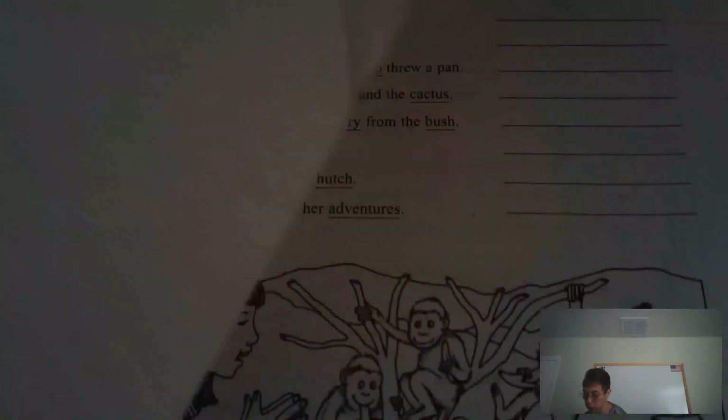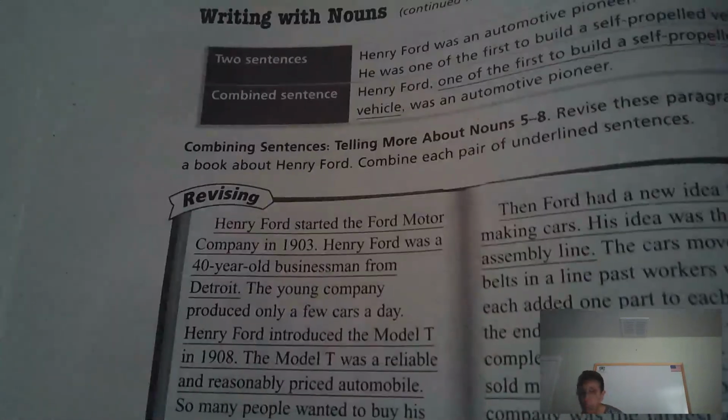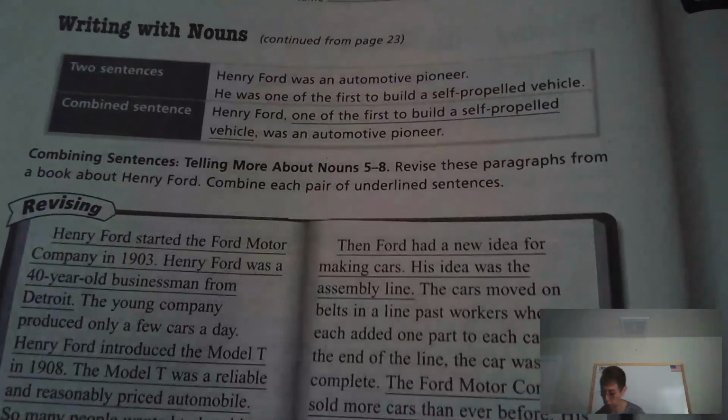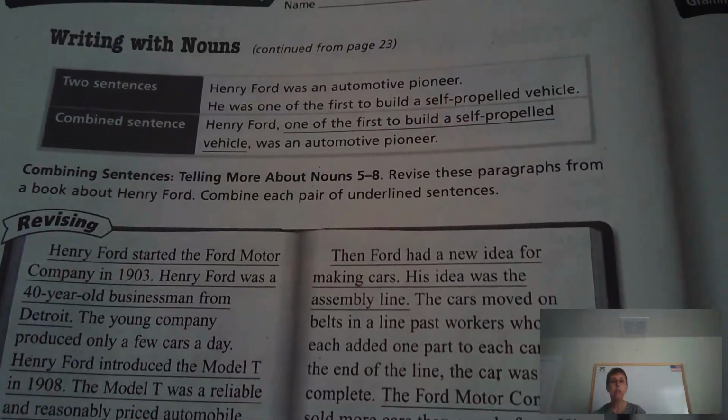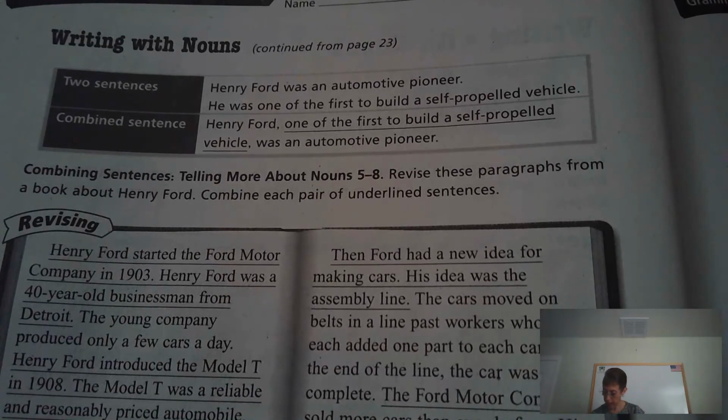Okay, if you turn the page, take a look at page 24 in your workbook. And again, it's the same thing, but now at the top of the page, a similar setup showing you the two sentences and then the combined sentence. Henry Ford was an automotive pioneer. He was one of the first to build a self-propelled vehicle.